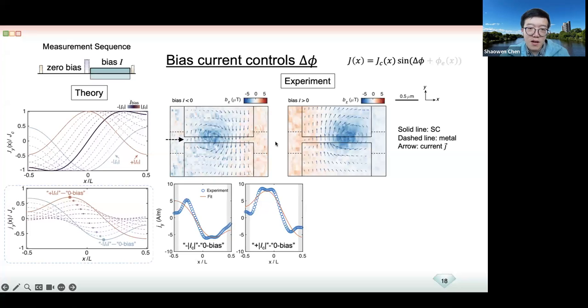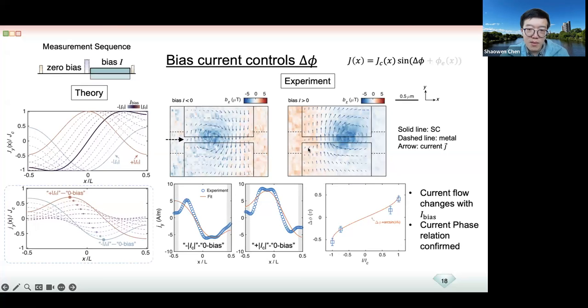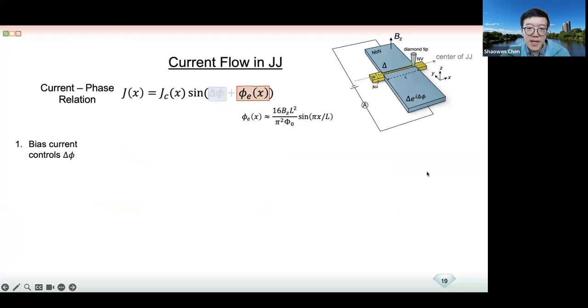And if we take a line cut of the current profile at the center of the junction, you can see indeed they fit very well with either a minus bias current case or a positive bias current case. And from the shape of this curve, I can also fit delta phi to get this number. And if we measure this as a function of the bias current, we can see indeed it agrees with the sinusoidal current phase relation that we assumed. Okay, so that is for delta phi. We see that part first.